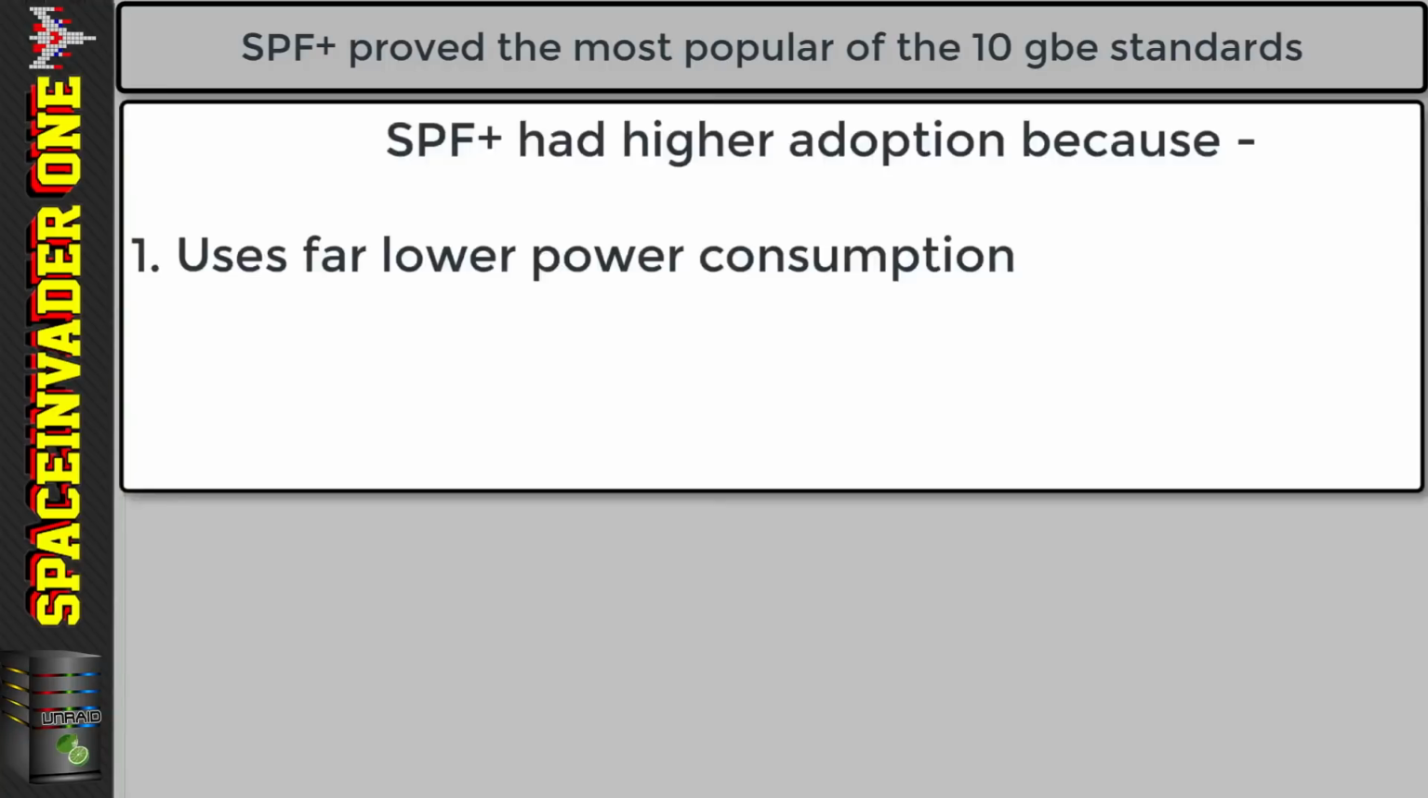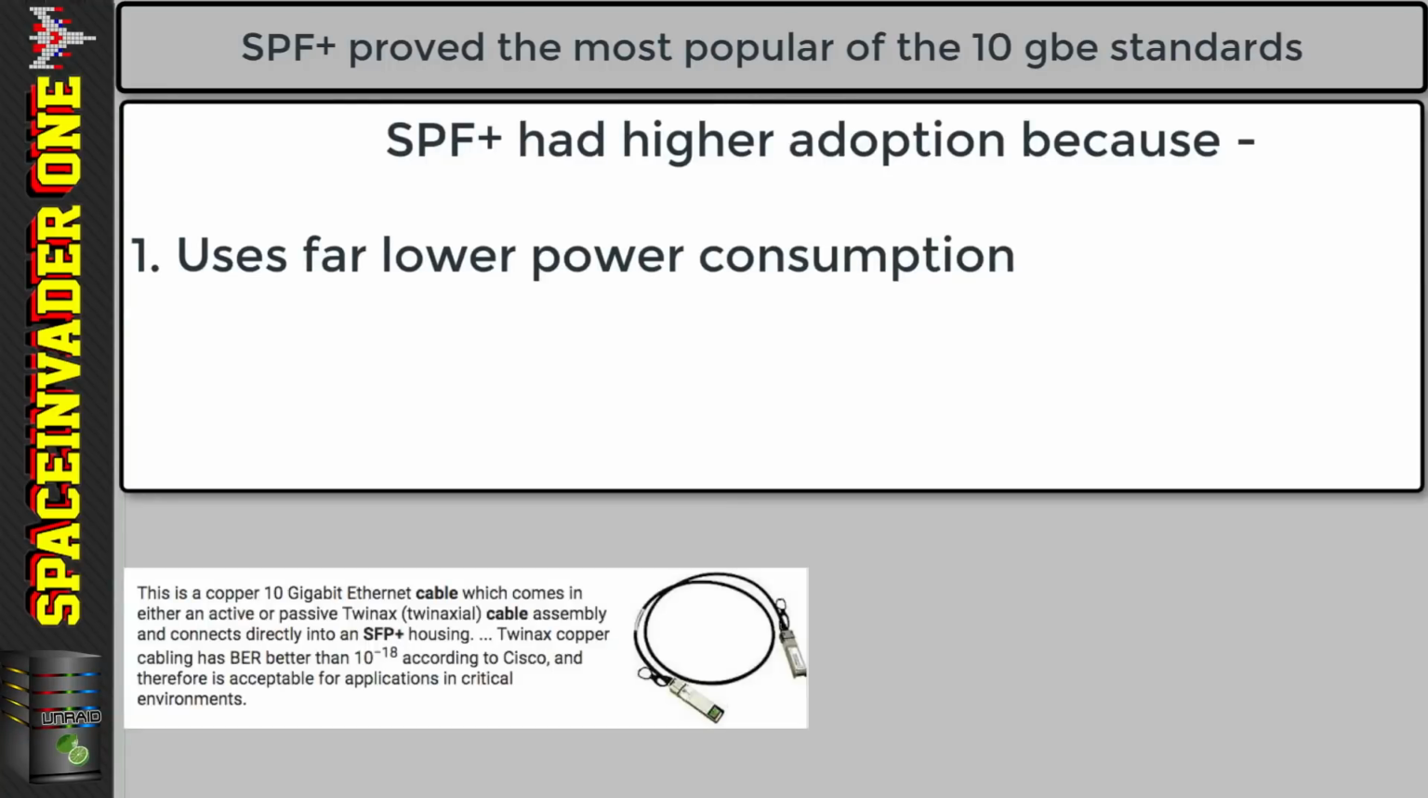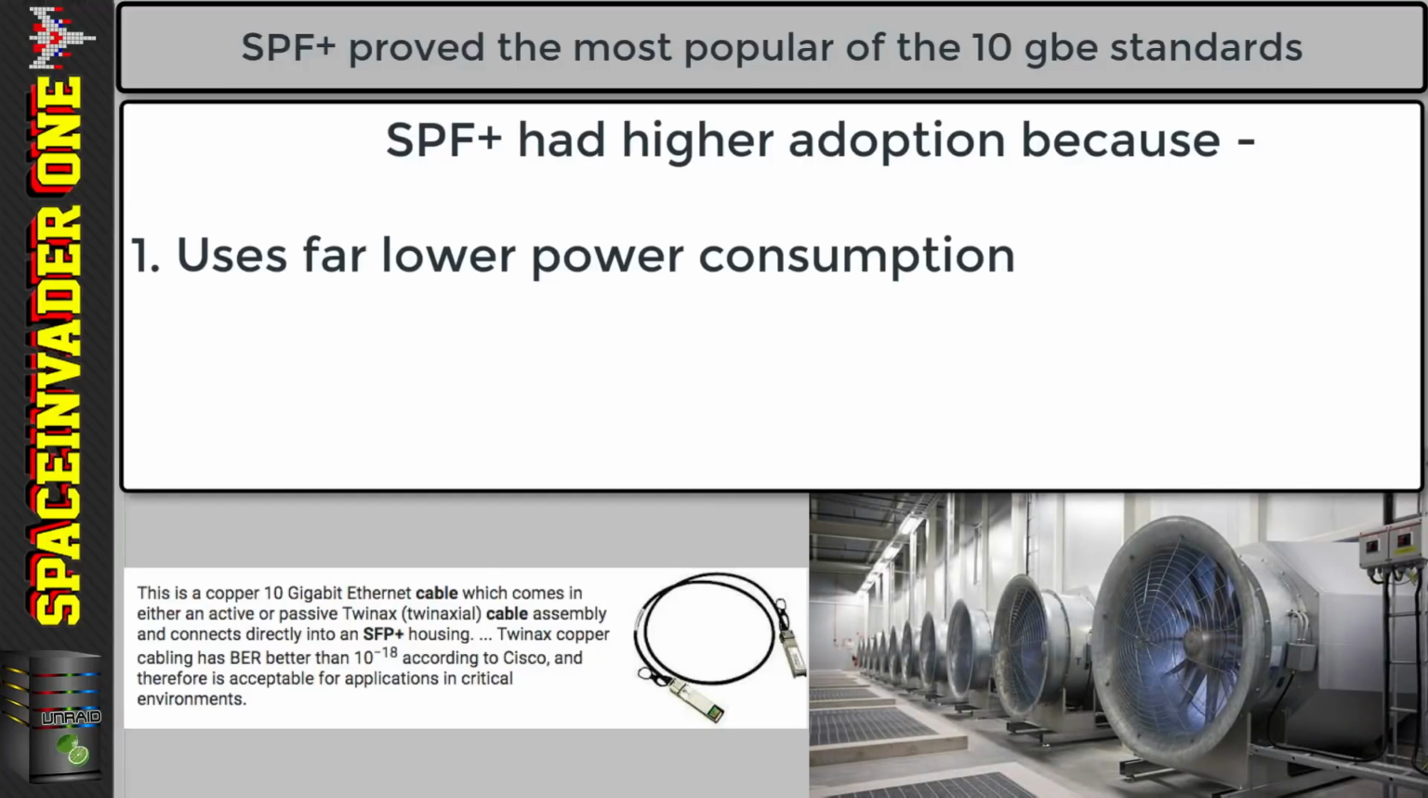Firstly, because SFP Plus uses a lot less power than 10G-base-T, which depending on cable length needs between 2 and 5 watts at each end of the cable, and this is compared to only 0.7 of a watt for SFP Plus. And this lower power consumption can make for huge savings in a data center, because roughly for every watt of power consumed, typically another 2 watts are needed for cooling. So this makes for far lower operational costs.